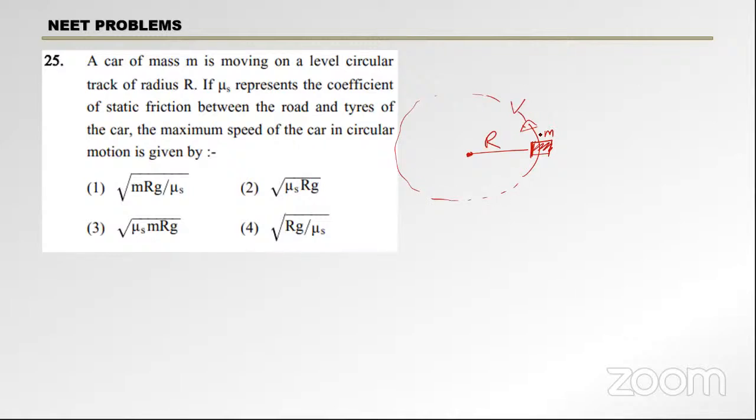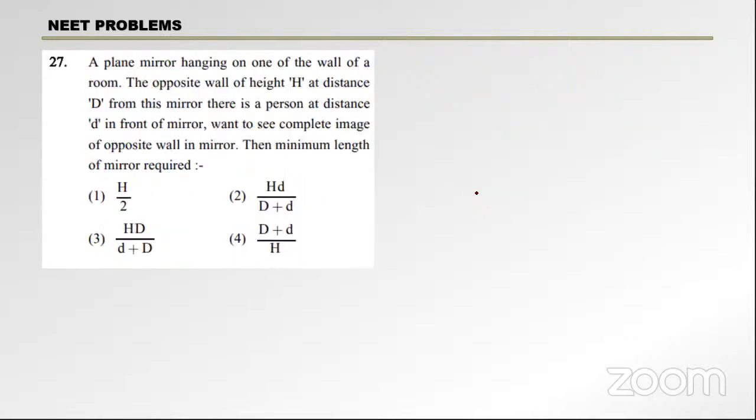Okay, and there is a static friction mu s, coefficient of static friction between the road and the tires of the car. The maximum speed of the car in circular motion is given by, so maximum speed, how much it will be? Just equate the centripetal force Fc with frictional force. Frictional force is mu mg, centripetal force is m omega square r. So equate them, you will get the answer for the maximum speed. Next.